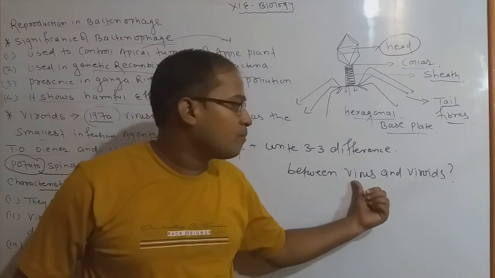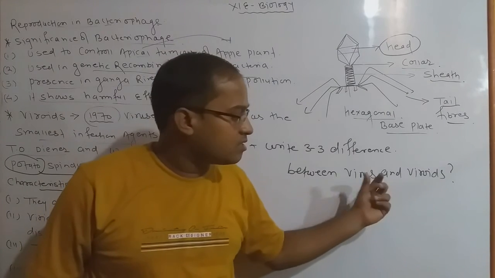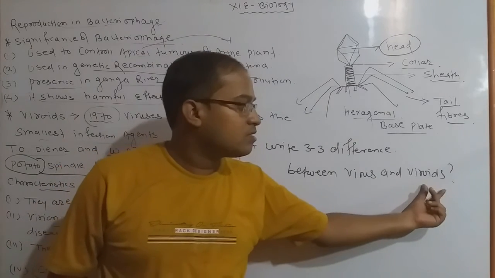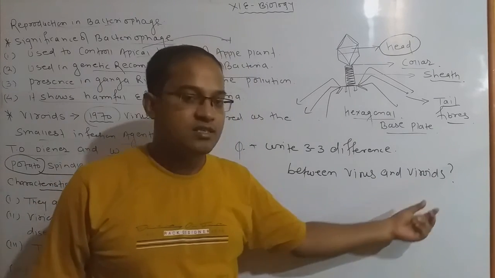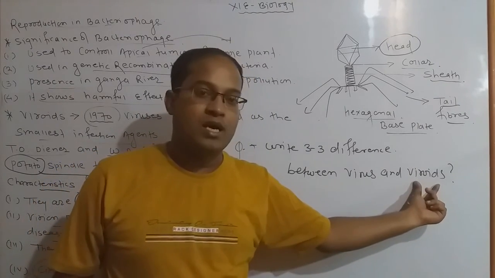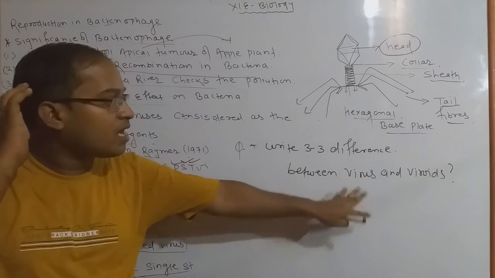Virus is more complex and more harmful compared to viroids, and it is also considered a very dangerous part. It affects both plants and animals, while viroids affect only plants. So give me 3 differences between virus and viroids.